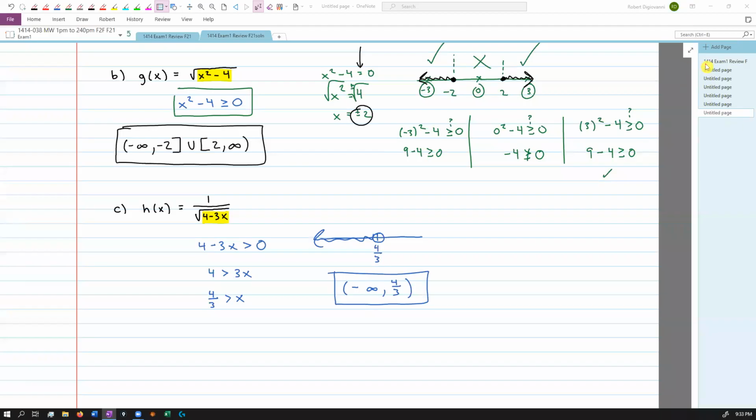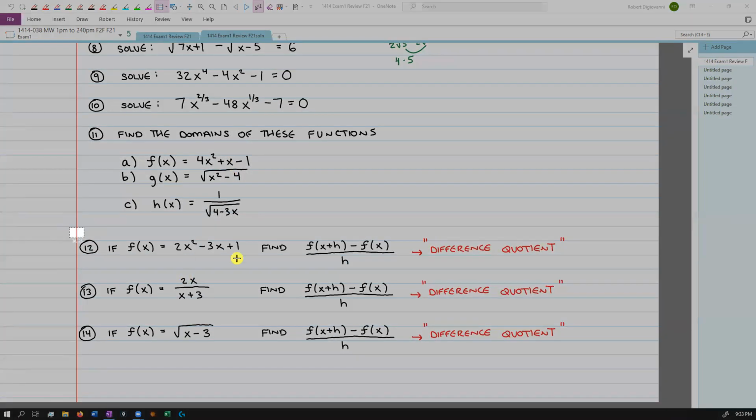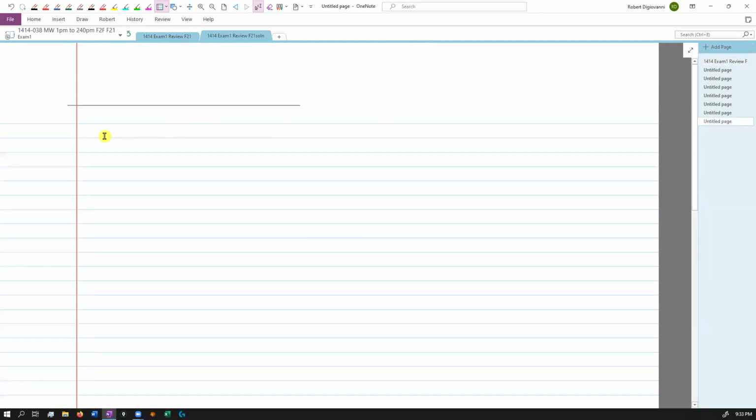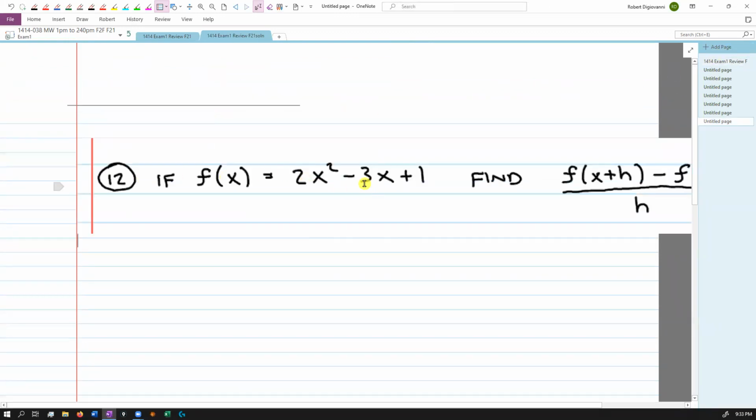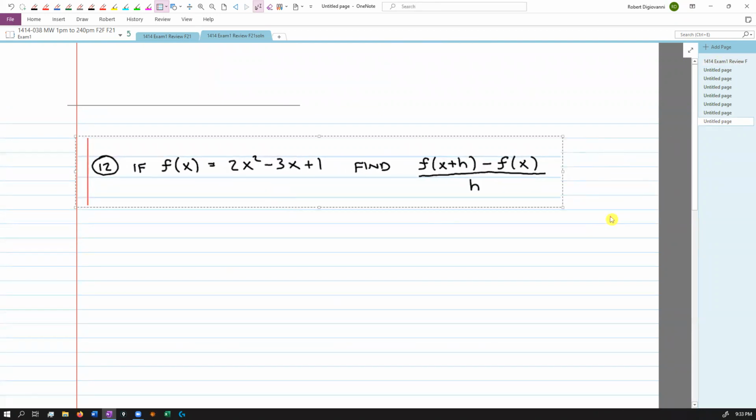Okay, next problem, difference quotient. All right. So these are really just algebraic problems, really kind of testing that you can plug things in and evaluate. So really the main part of this is just to figure out what this is. So what happens when you plug in x plus h into that function? Well, all the x's get replaced with x plus h's.